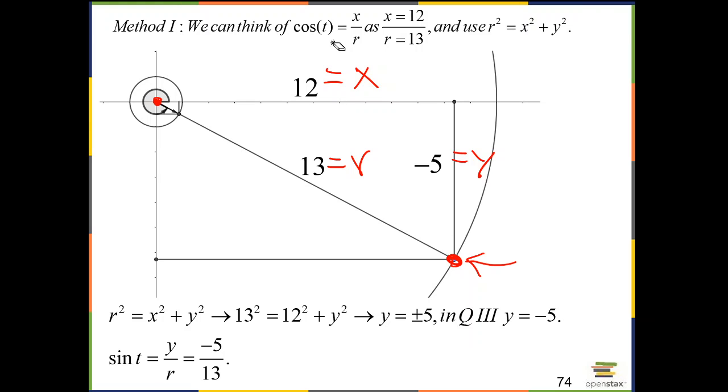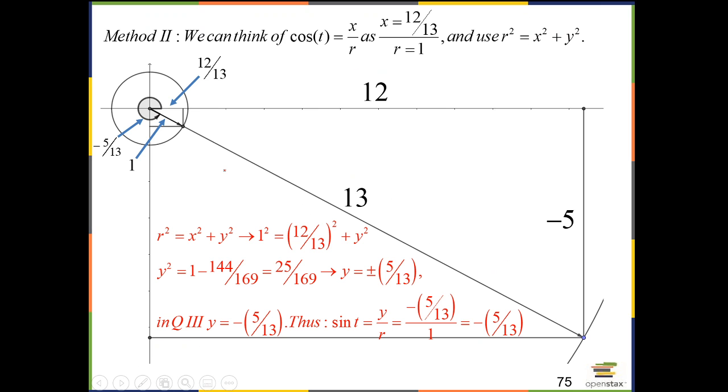So we are given that the cosine of it is 12 over 13. So that is the key, that this is 12 and this is 13. And we can use the Pythagorean identity because we know r, x, and y are related this way. And we see that y is plus or minus 5, and we're going to pick the minus one because we know we are in the fourth quadrant. And we can find sine by using y over r. So sine would be negative 5 over 13. That's one method.